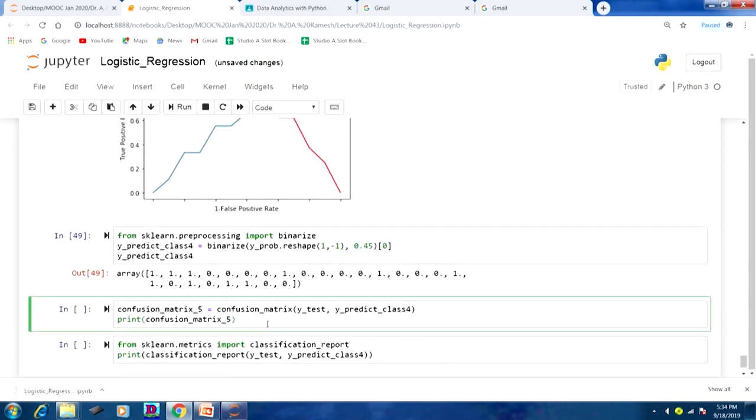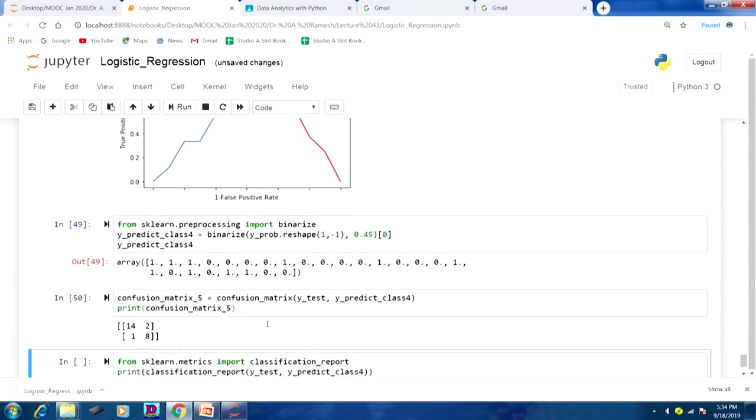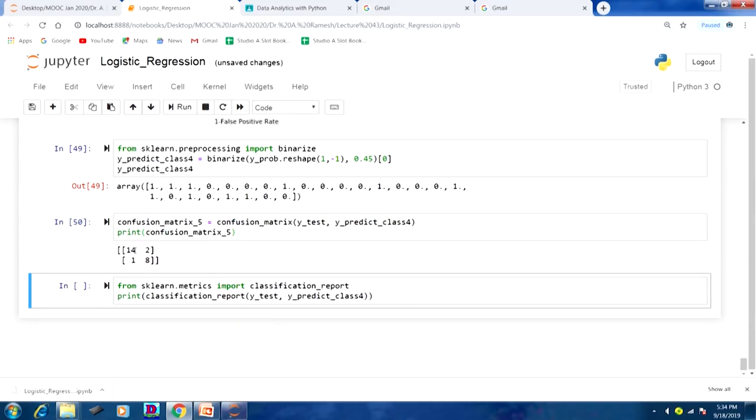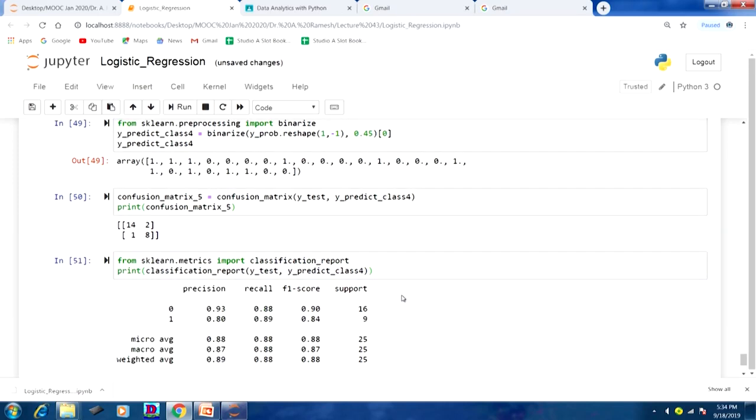So, I have drawn the confusion matrix. You see that here in the confusion matrix, 14 true negatives is very high, and here 8 true positives is also very high. So, when you take threshold value 0.45 you get higher true negative and higher true positive values. When you look at the classification report you see that the specificity value is 0.88, the sensitivity value is 0.89.